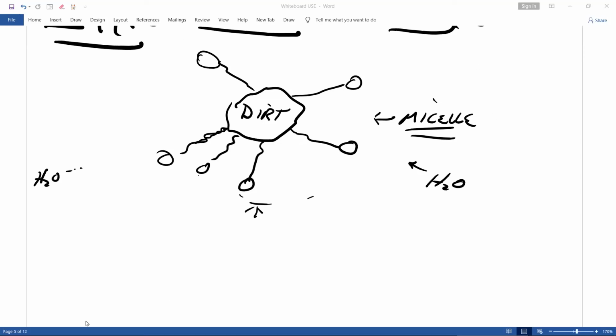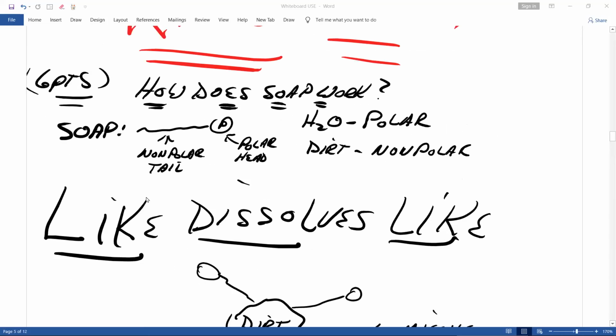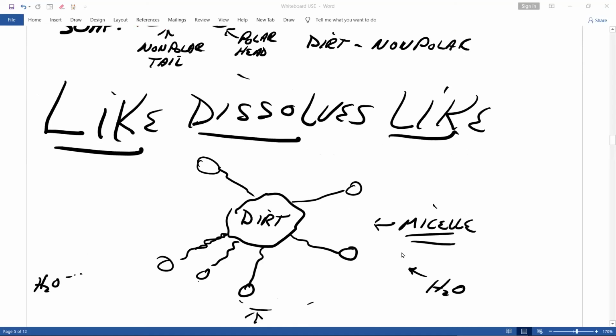And this is called a micelle, what you make. A micelle is the dirt particles surrounded by soap molecules such that the heads are on the outside. So now water looks at a micelle and says, oh, micelle, you're polar, I'm polar. I know like dissolves like. Let's go down the drain together. And they do.